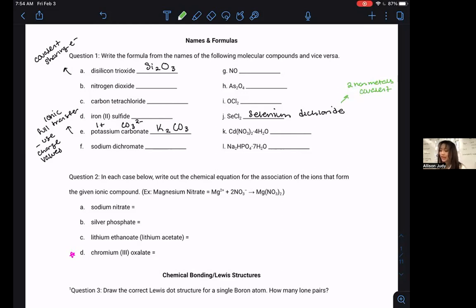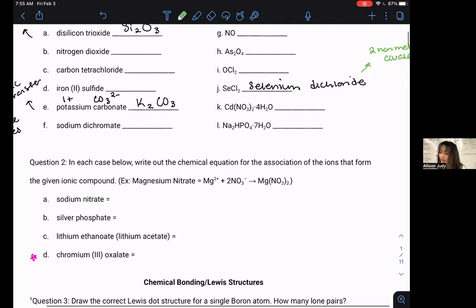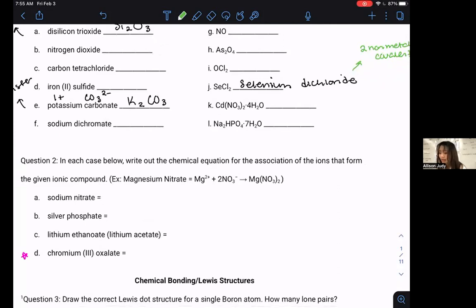But generally speaking, selenium is a nonmetal and chlorine is a nonmetal, so they're going to form a covalent bond. They're going to share. They don't have that much electronegativity difference, and therefore we need to use Greek prefixes. And then for the last one, L, this is an example of a hydrate, an ionic compound lattice structure with little water molecules kind of trapped in there.